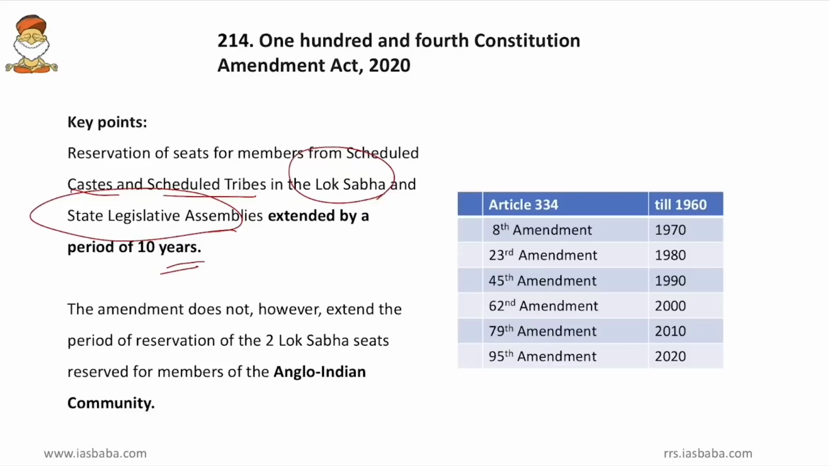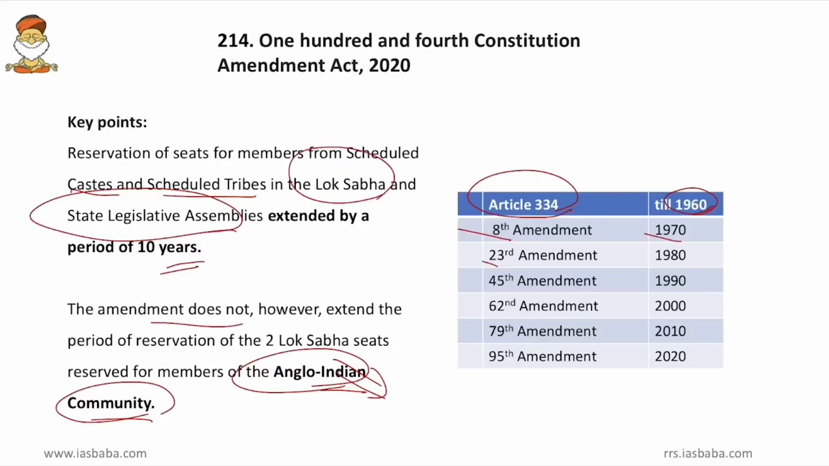Then the amendment does not, however, extend the period of reservation of 2 Lok Sabha seats reserved for members of the Anglo-Indian community. So the reservation for the Anglo-Indian community stands abolished from henceforth. And in this context, the times when the extension took place in the past become important. Article 334 originally provided that the reservation of seats for scheduled castes and scheduled tribes has to end by 1960. However, the 8th Constitutional Amendment Act extended the reservation till 1970.